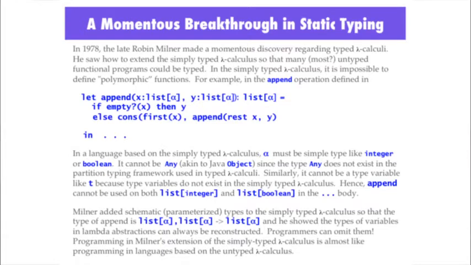The example I want to give of this is, say you want to define an append operation. It's going to append two lists together, and you want it to work for arbitrary lists. If you think about appending lists, it doesn't really matter whether it's a list of integers or a list of Booleans or a list of strings or whatever. The append operation is defined in the same way. And in fact, I've written some simple code here.